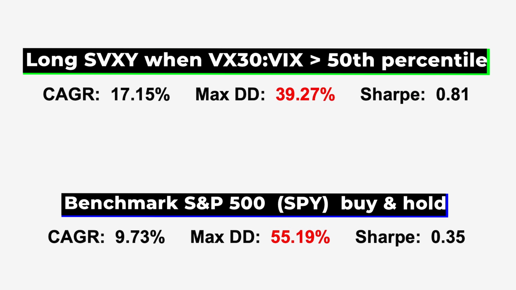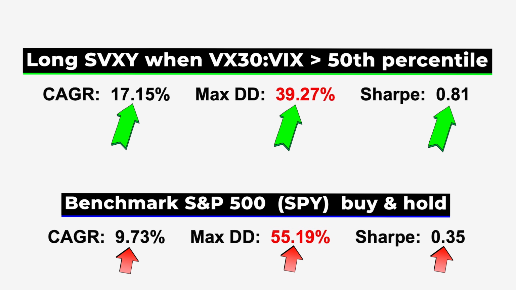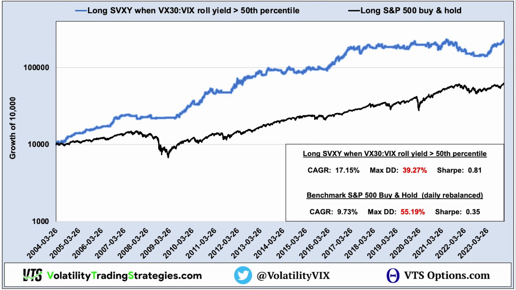concept. Holding the SVXY just 50% of the time, filtered with the VX30 to VIX Roll Yield, now the annual return is 17.15%, with a maximum drawdown of 39.27%, and the risk-adjusted return using the Sharpe ratio is now 0.81. As we can see, it's a dramatic improvement across the board with just one single volatility filter. Rate of return way higher, drawdown much lower, risk-adjusted return over twice as good.